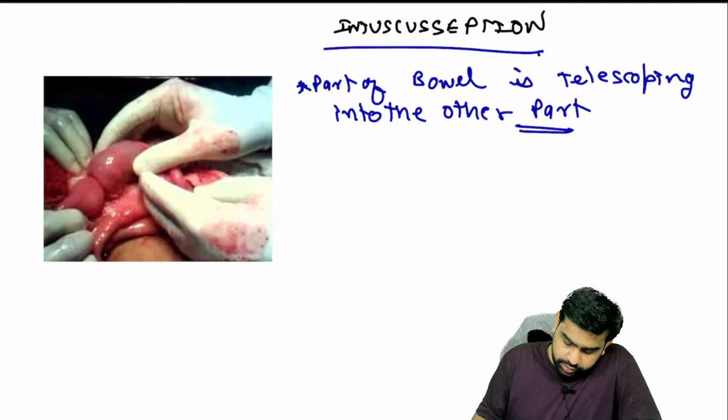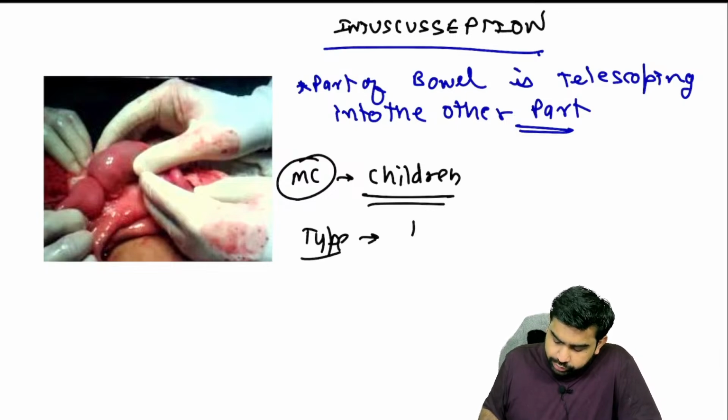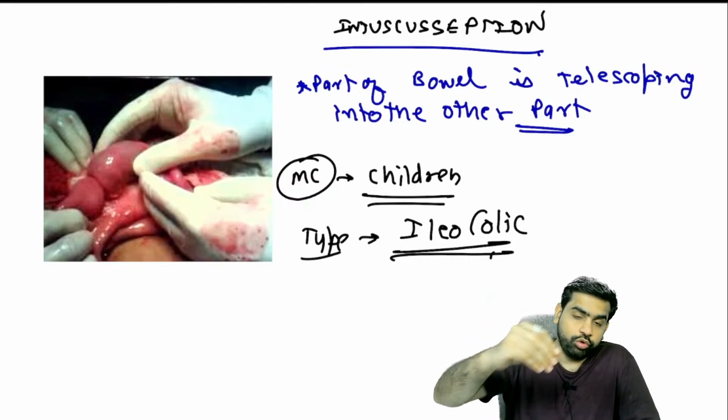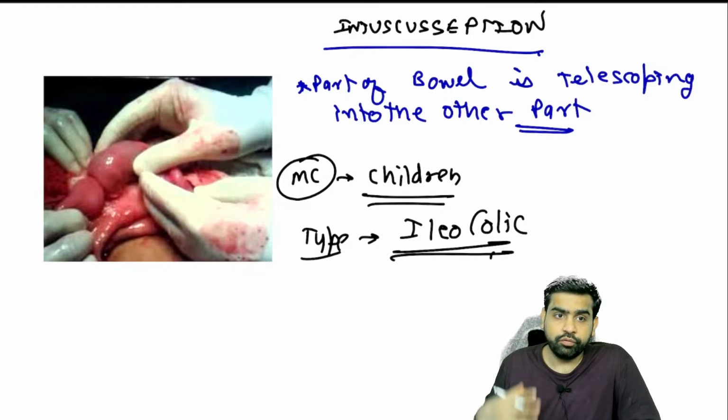Now where does it occur most commonly? It occurs in children. And what is the most common type? What we have is the ileocolic. What do you understand by the ileocolic? That is, the ileum is going into the colon. This is the ileocolic type, and that is the most common type of intussusception. I hope you are able to understand this point.